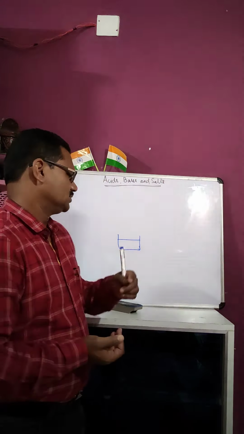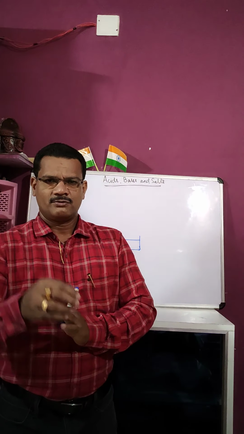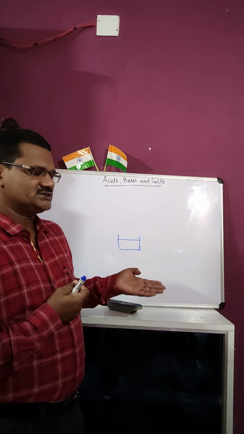Then you will say that we will touch it. If it is soapy to touch, we will say that it is a base. Again, bases are corrosive. If it is a strong base and we touch it, it will affect our skin. Then how can we know whether the given substance is an acid or a base? Yes, there are chemicals which will tell us whether the given substance is an acid or a base. Such chemicals are called indicators or acid-base indicators.